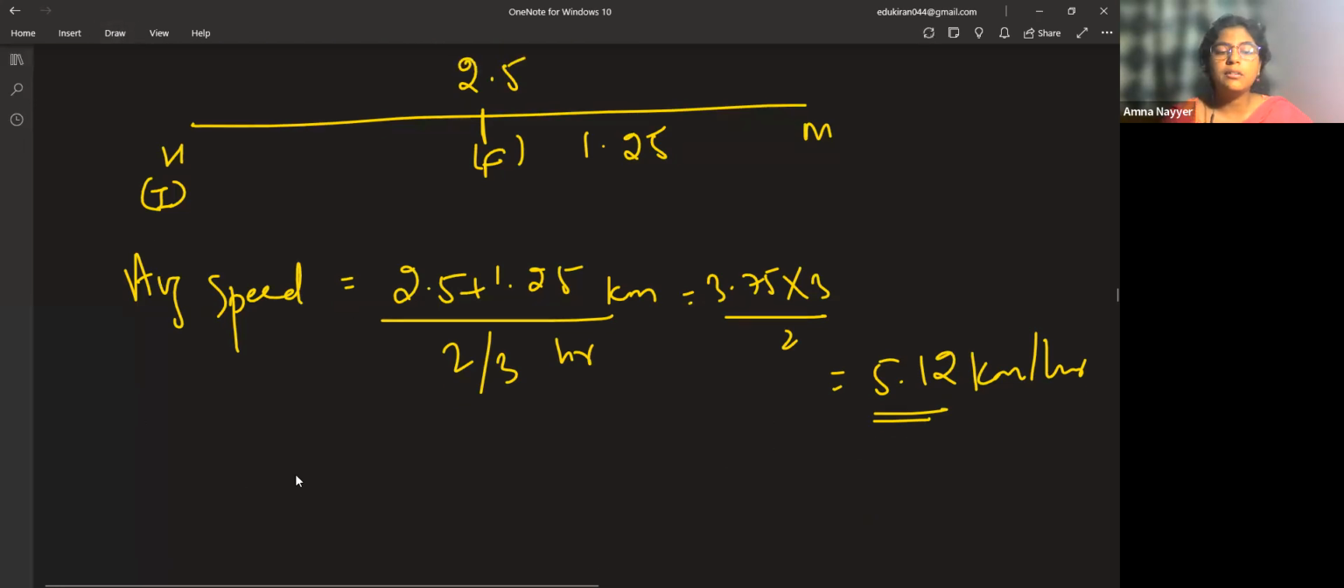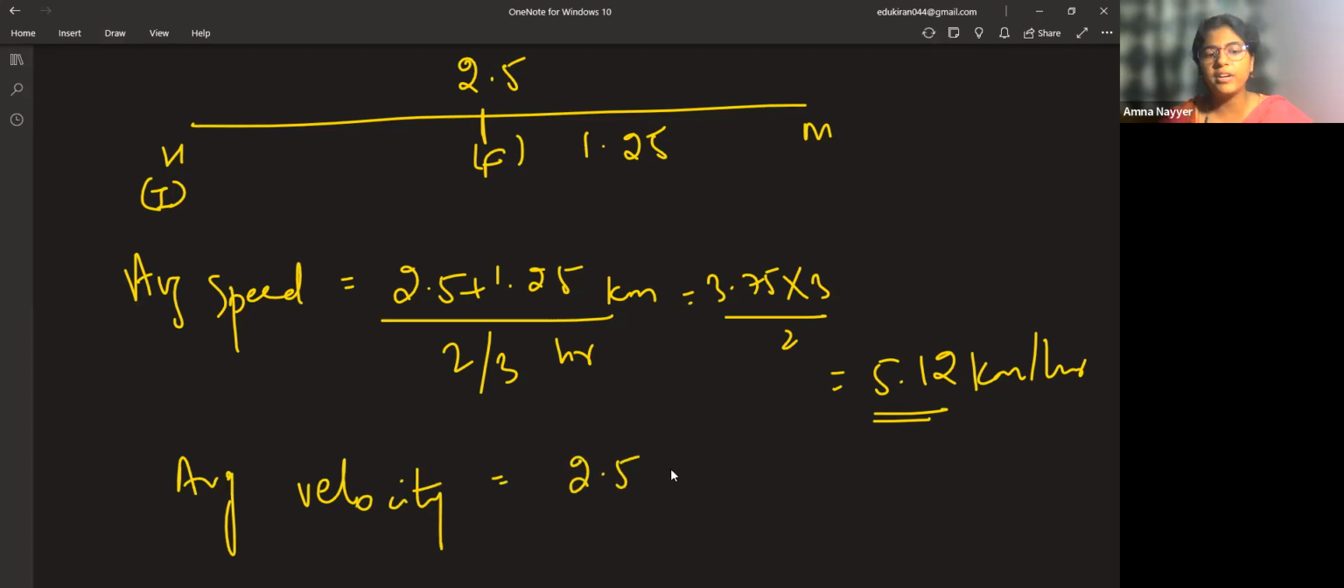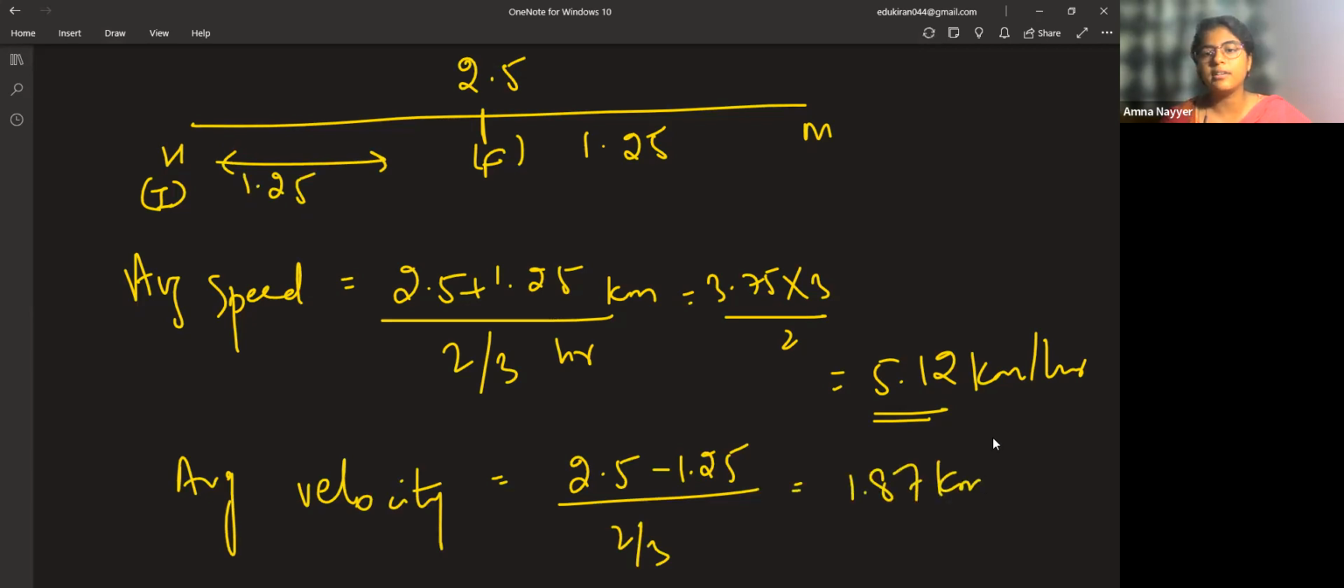Khudaija, you tell me, what is the displacement here in this question right now? Is it 1.25? 1.25 because it's 2.5 minus 1.25, right? This part is also 1.25 only, no? Divided by 2 by 3, so that becomes 1.87 kilometers per hour.